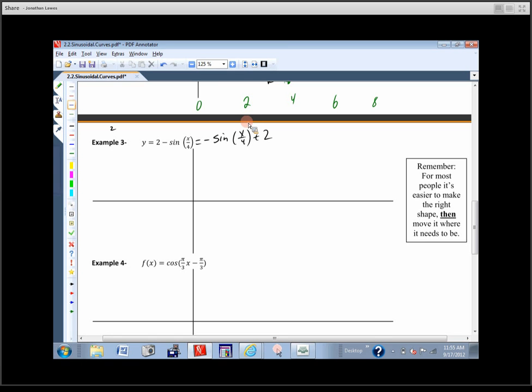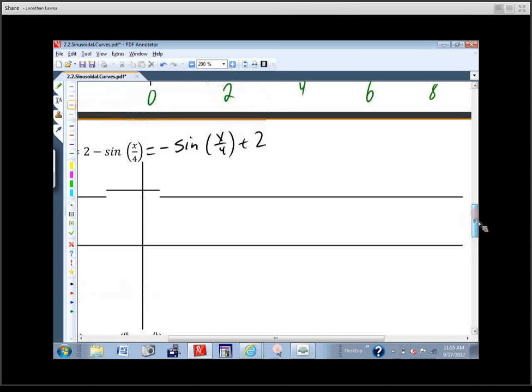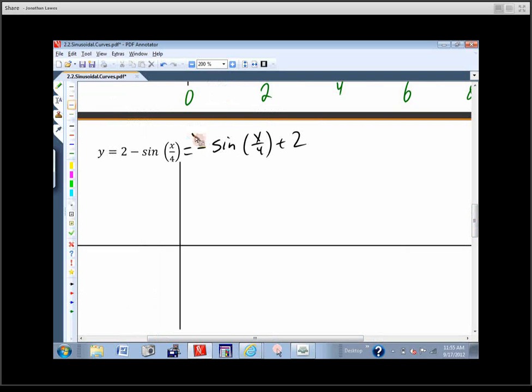So we got a couple things going on here. So let's take a close look. What does that do to the graph? What does the negative do? Okay, so this is a vertical flip. What does the 2 do? It's a vertical shift, so I'm just going to write up 2.